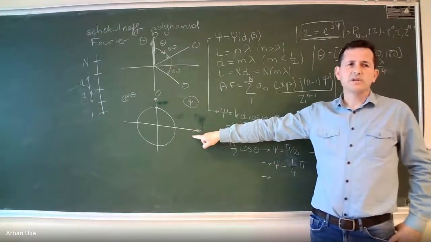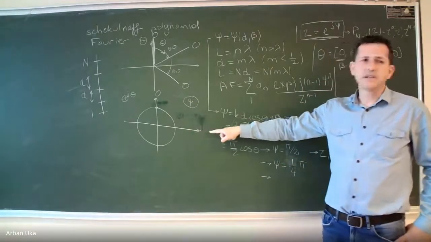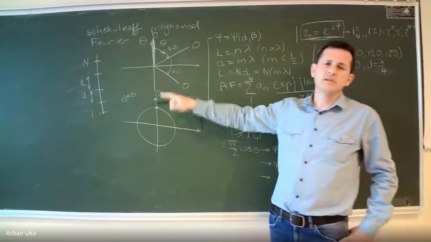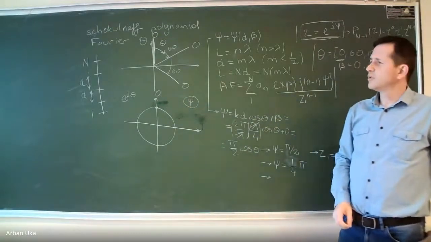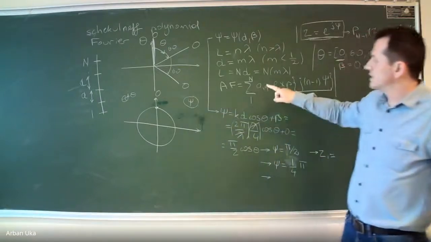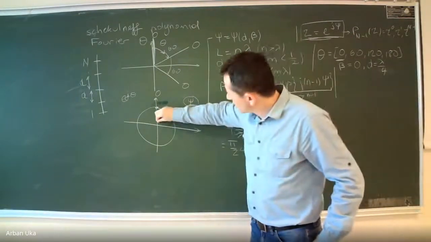Let's have a look at this one. So this is the complex plane. The horizontal axis is the real part, the vertical axis is the imaginary part. So what can you say for z, or what is z when psi is equal to pi over 2?